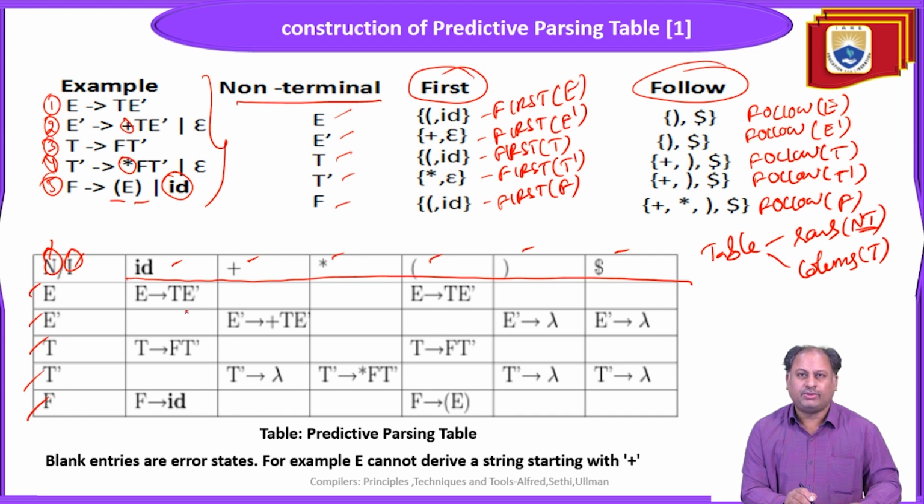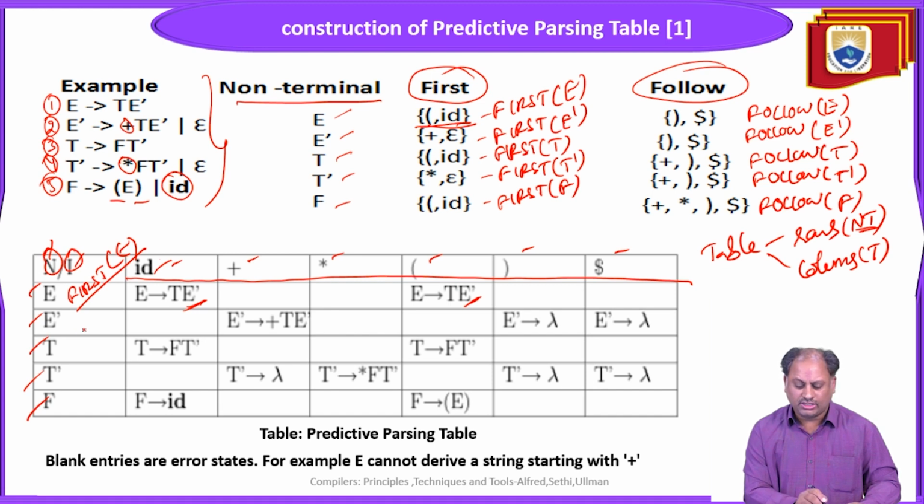We know the computation for first of E. What is first of E? Left parenthesis and identifier. So across the columns we have to identify where the identifier is, and that rule is to be written. Then identify where the left parenthesis is available, because there are two symbols, so left parenthesis also gets E derives T E dash. This row and column entry is to be filled properly.